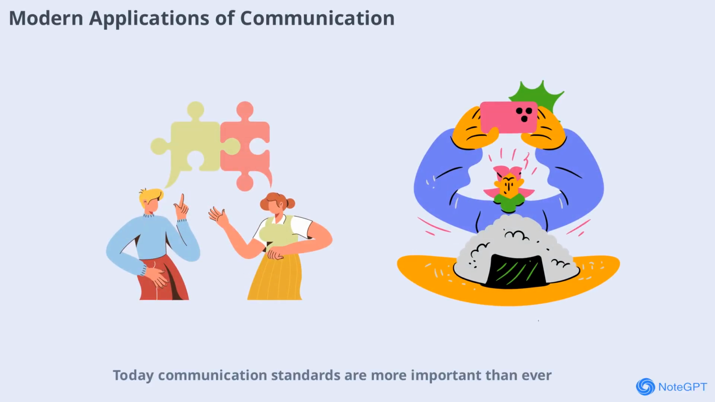Today, communication standards are more important than ever. They enable a wide range of modern applications, from streaming video and online gaming to cloud computing and smart devices. These applications rely on a complex web of standards that ensure data can be transmitted quickly, securely, and reliably. The evolution from analog to digital communication has made it possible to connect billions of people and devices around the world, transforming the way we live and work.